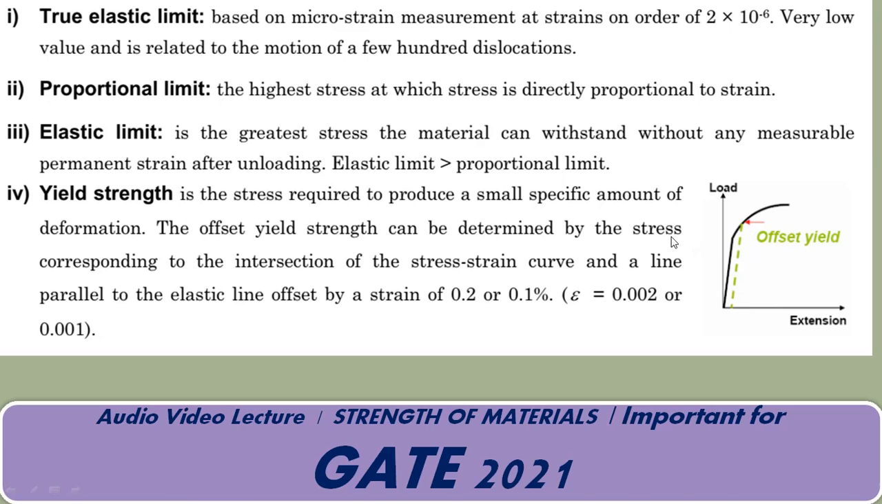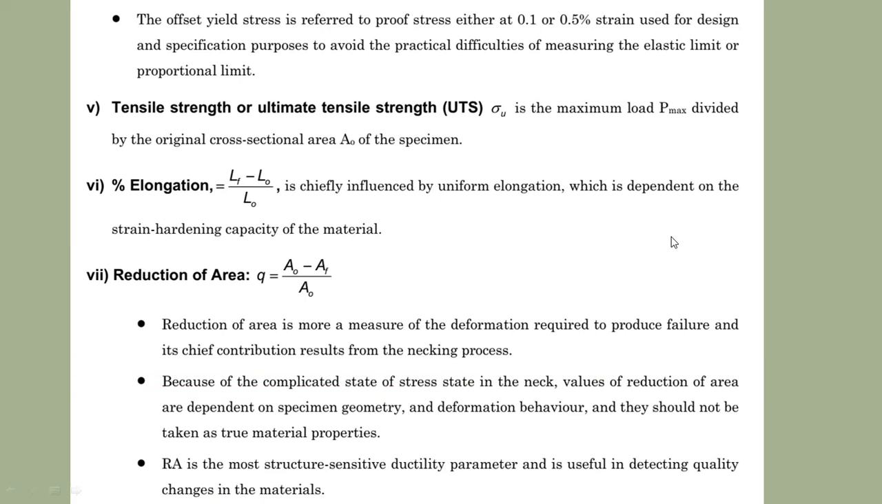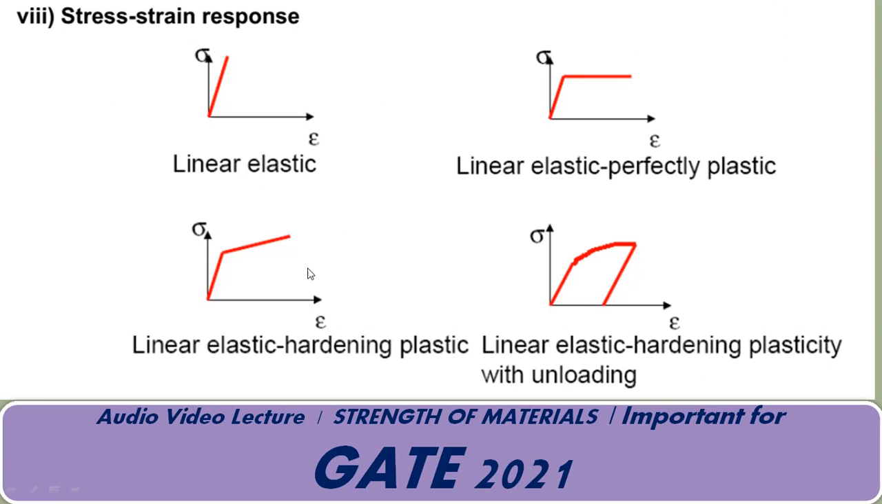Now tensile strength or ultimate tensile strength, sigma u, is the maximum load P max divided by original cross sectional area A0. Percentage elongation is equal to LF minus L0 divided by L0. Reduction of area, small q, is equal to A0 minus AF divided by A0. So now stress strain responses.